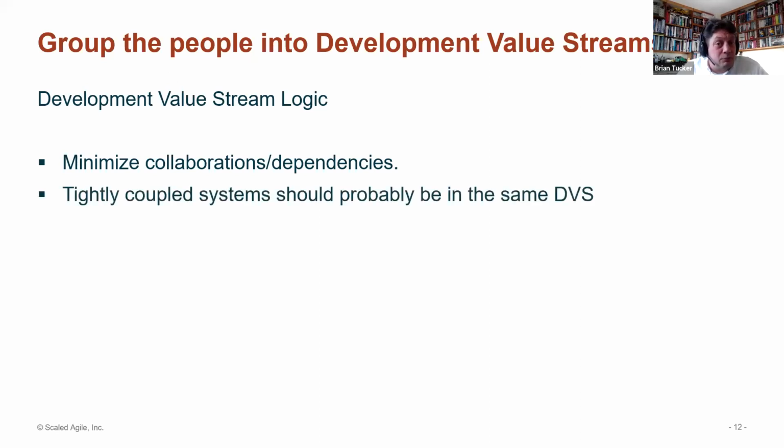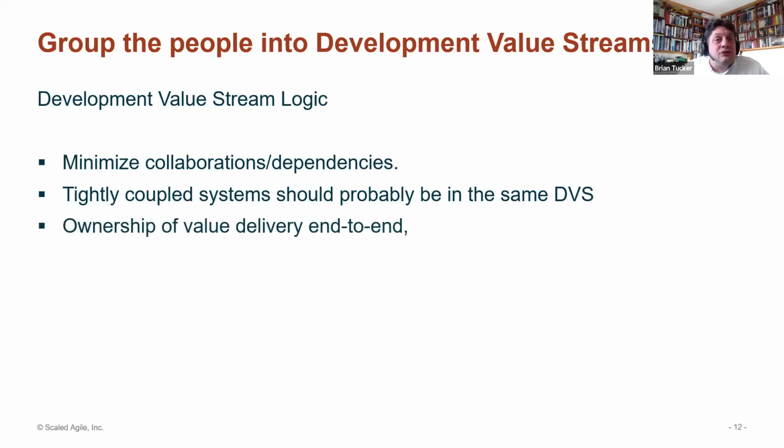Tightly coupled systems probably want to be in the same development value stream. If they're together, it will be easier to coordinate than if they were in separate development value streams, which neatly aligns with minimize handoffs and dependencies.